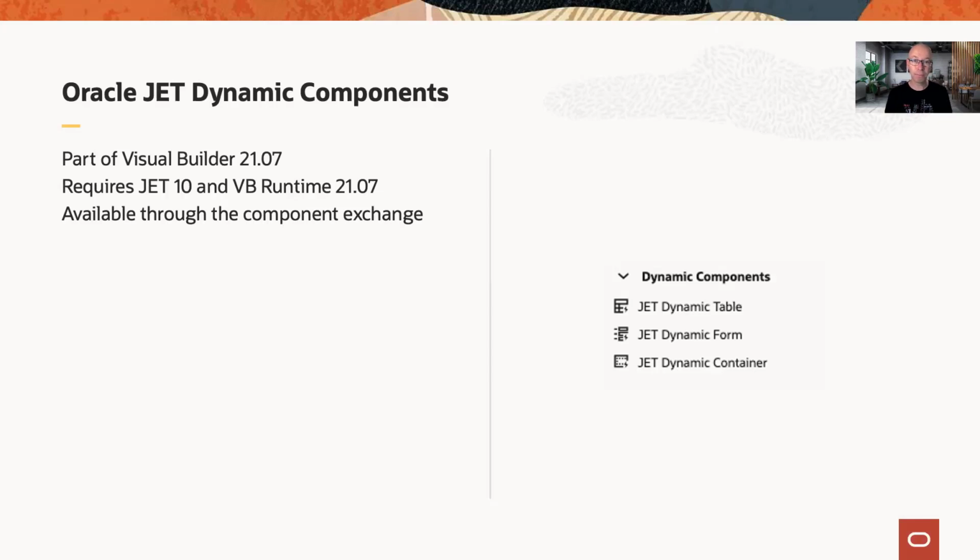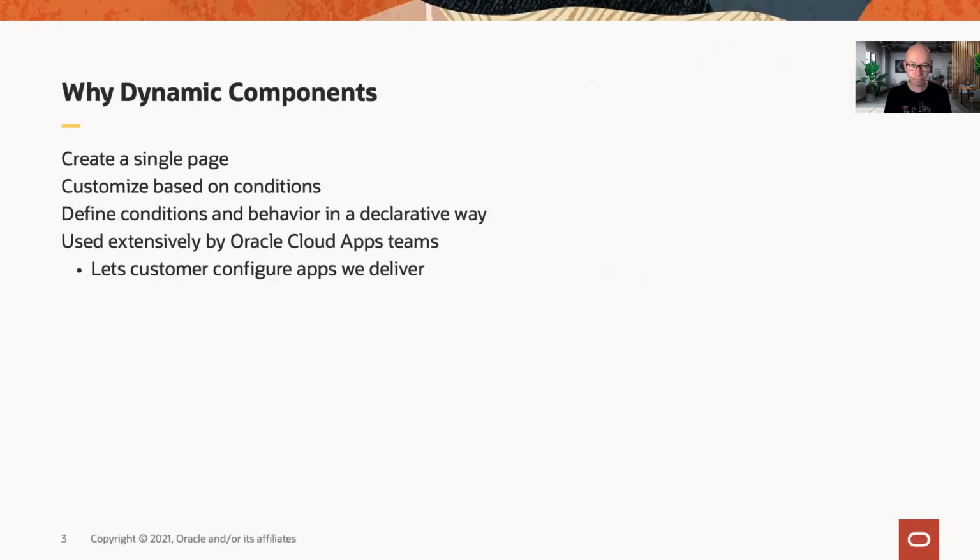So if your application is currently on an older version of the Jet or VB runtime libraries, you would want to first upgrade to the newer version, which is under your system settings, and then you'll be able to use these components. The components themselves are available through the component exchange that is built into Visual Builder. So you can go over there, look up dynamic components, and you will find several of those over there.